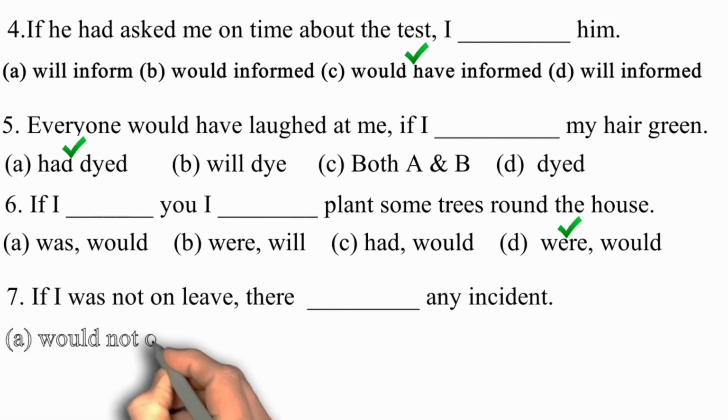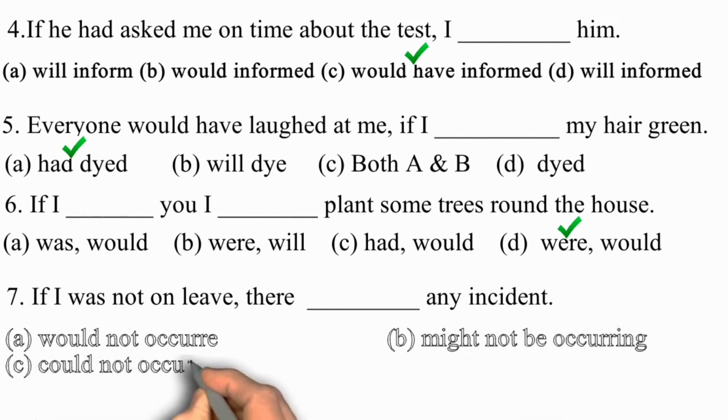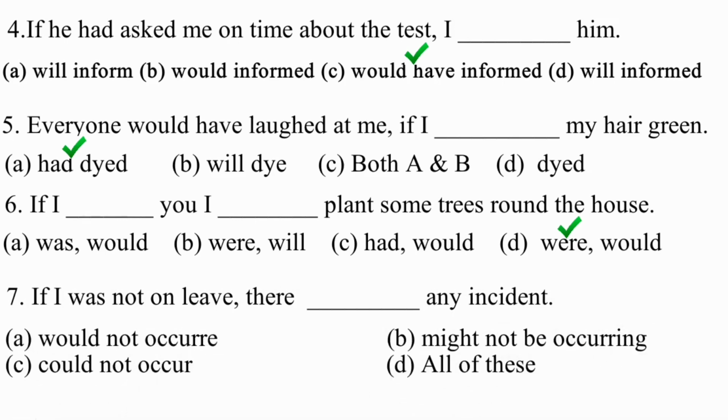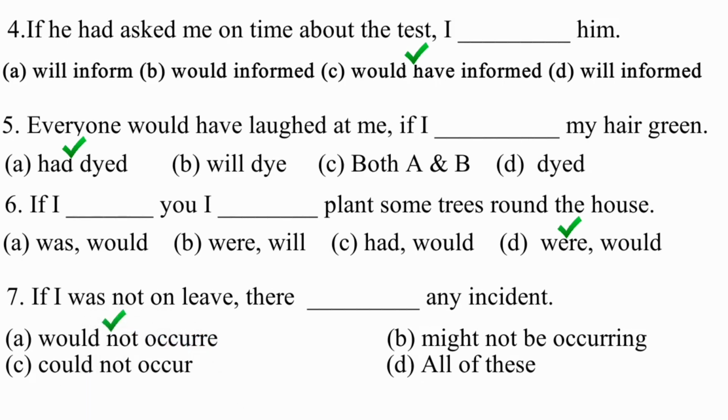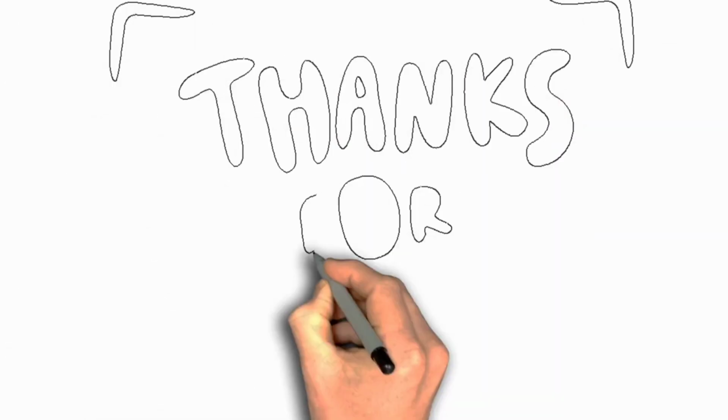Seventh sentence. If I was not on leave, there dash any accident. A would not occur, B might not be occurring, C could not occur, D all of them. And the correct option is, sorry, not A, but the correct option is C, could not occur.